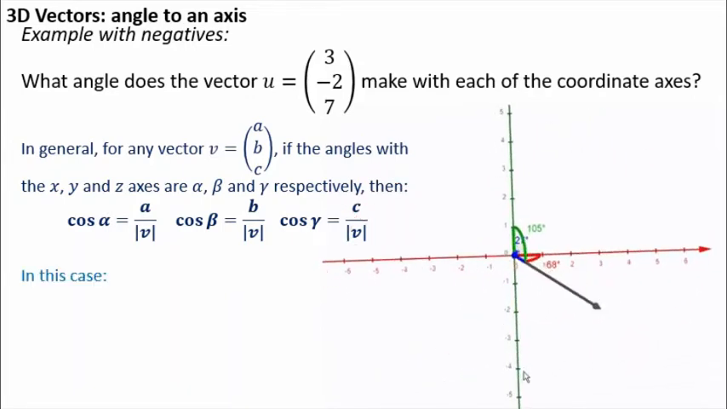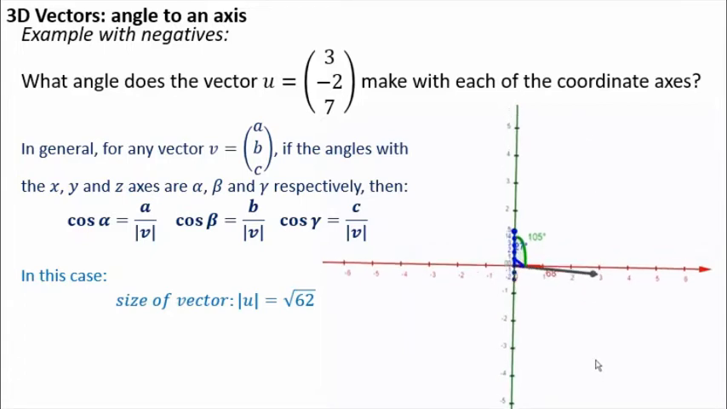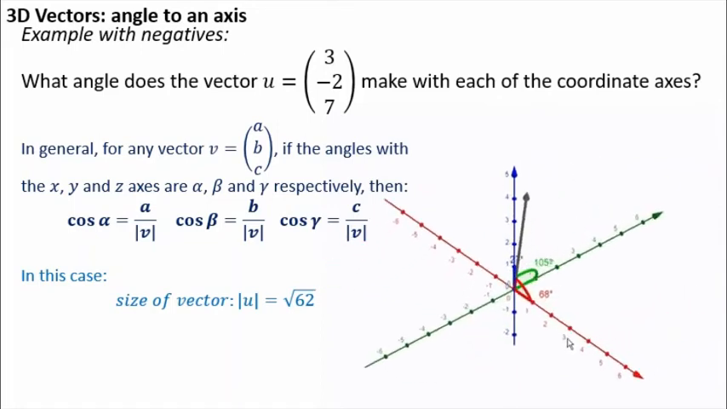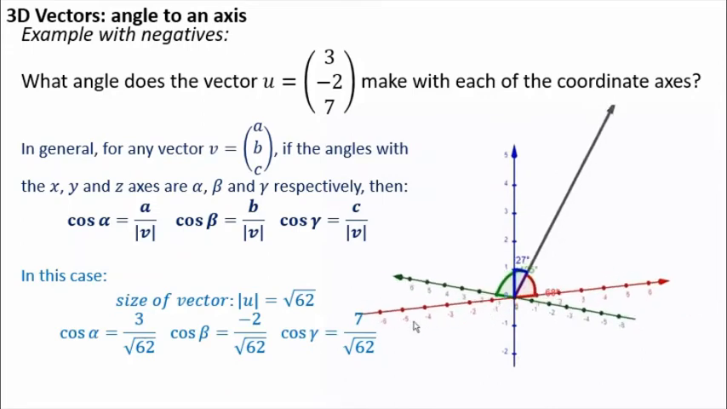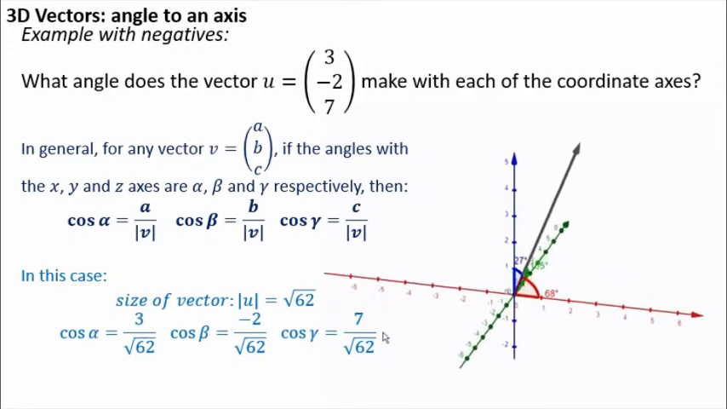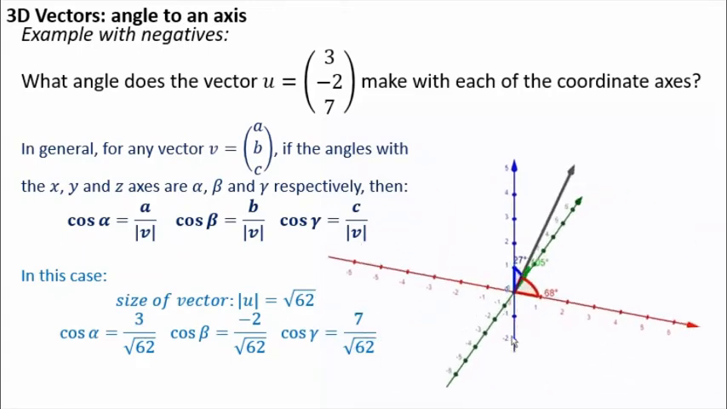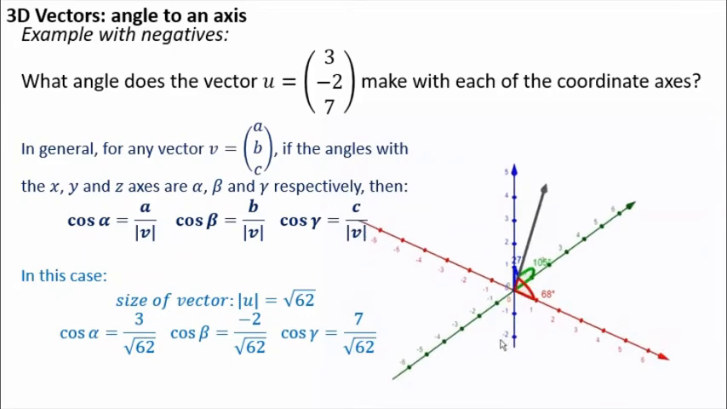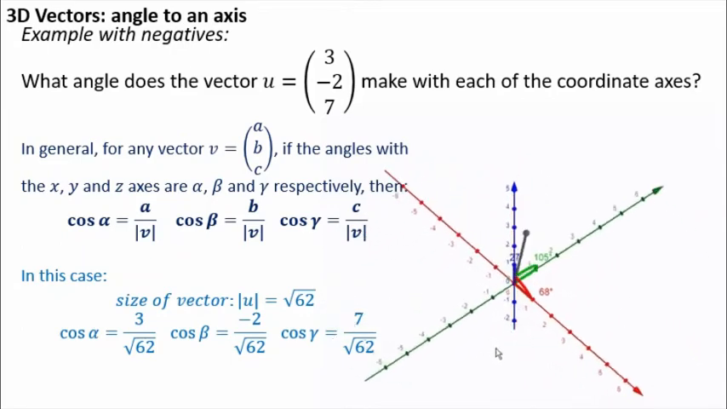So in this particular case, we can calculate the size of the vector. We do some 3D Pythagoras, 3 squared, negative 2 squared, 7 squared, add them all together, square root, root 62. And then we have cos alpha, 3 over root 62, and so on. You'll notice that cos beta is negative, and that's what we would expect. But it's not going to give us a weird negative angle, because when we do inverse cos, we always get answers between 0 and 180 degrees.